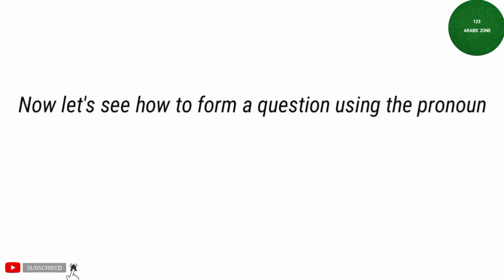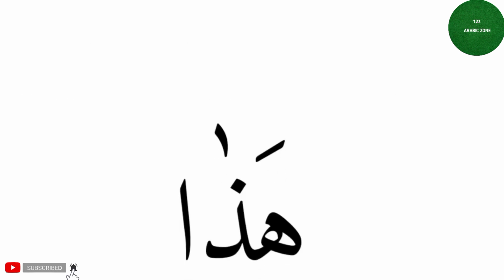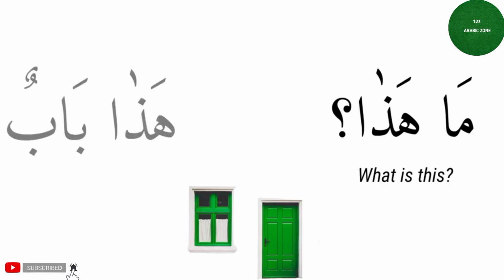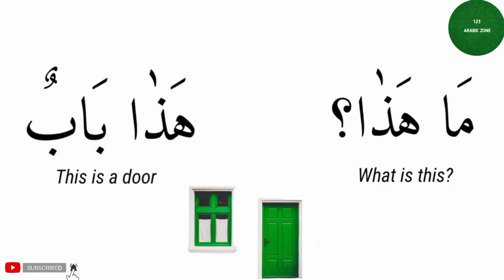Now let's see how to form a question using the pronoun هذا. ما هذا. When we ask someone about anything, we use ما هذا. What is this? Let's repeat. ما هذا. What is this? هذا باب. This is a door.